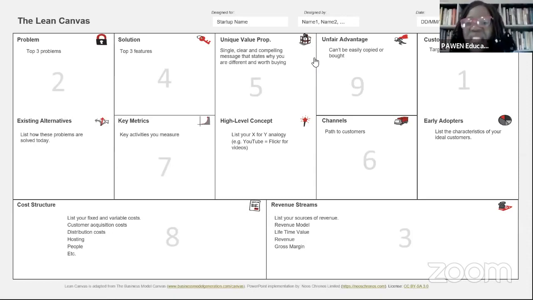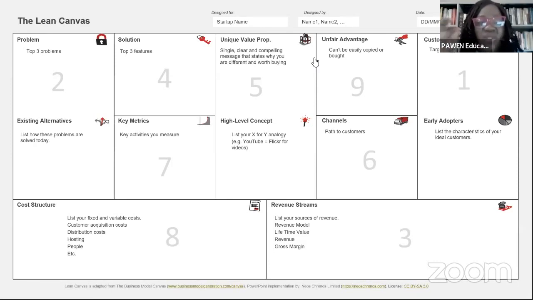So you first start with, as usual, your customer segment. Who are your target customers? Next, you go into the problem. What problem are you solving for these customers? Then next, you go into the revenue streams. As you're solving these problems for the customers, what are the sources of your revenue?